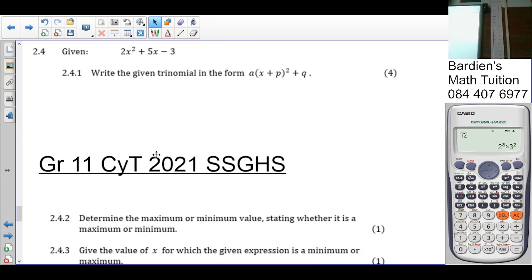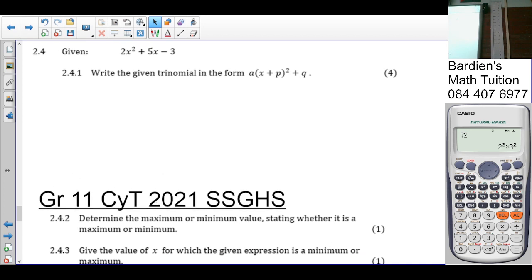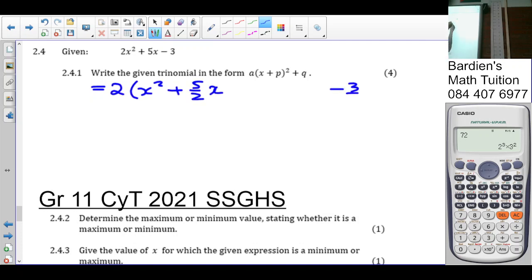A favorite, complete the square. It says write the given trinomial in the form a into x plus b all squared plus q. What must I do first? Common factor of 2. I'm left with x squared plus 5 over 2 x minus 3 over 2. So I must add a number to complete the square and minus that same number.